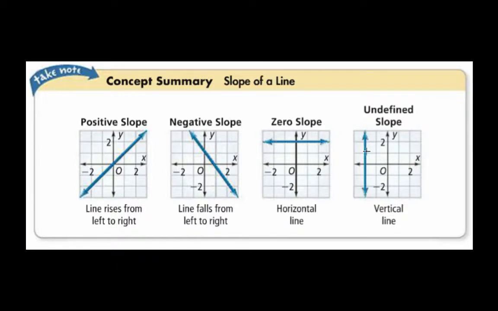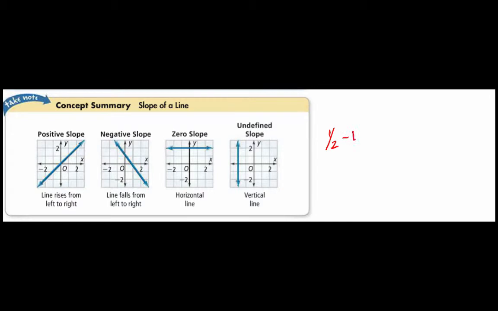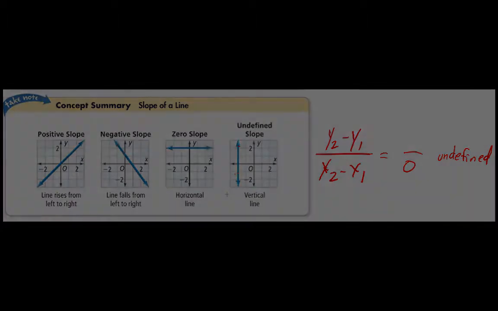When we have a vertical line, we have undefined slope. And the reason is, when we look at our slope formula, if I pick two x values on this line, they're going to be the same. And when I subtract them, I'm going to get a 0 in the denominator, and that means undefined. It's an undefined value. So we call that an undefined slope.